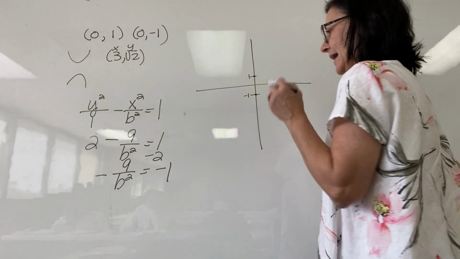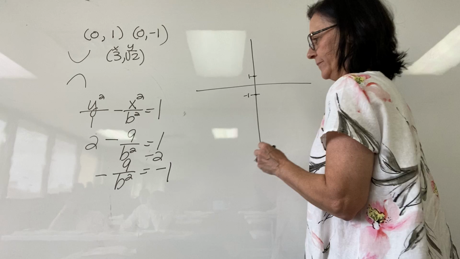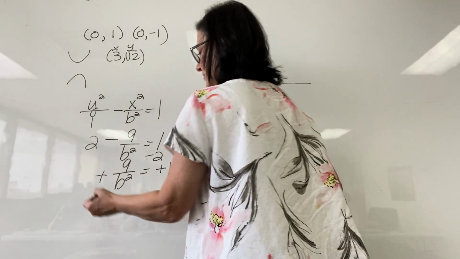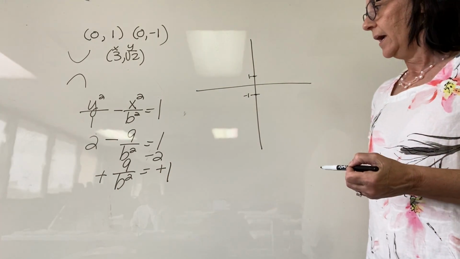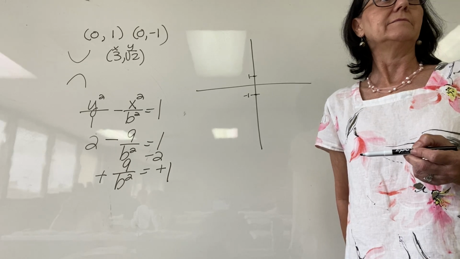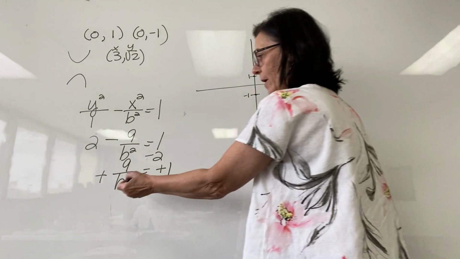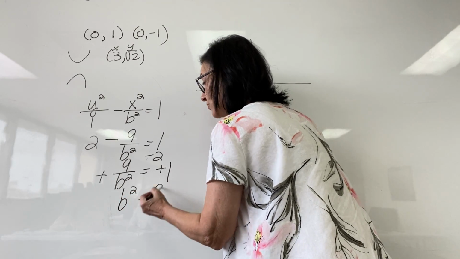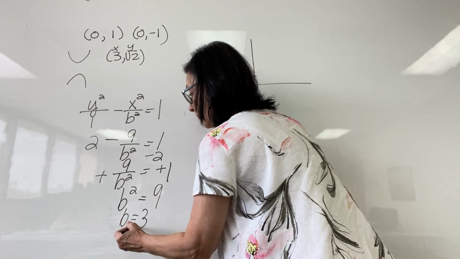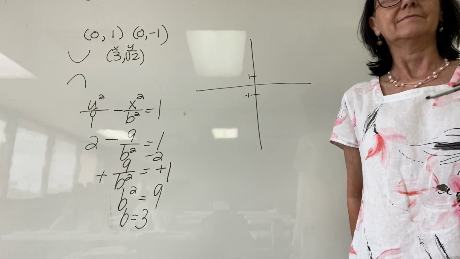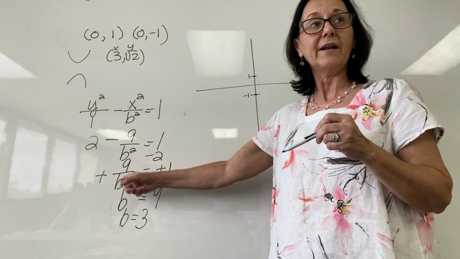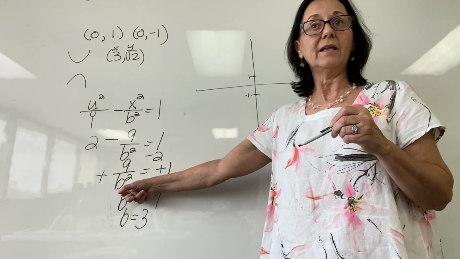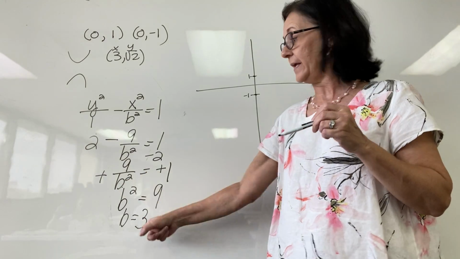Change them both to positive because we can, right? 9 over what equals 1? 9. So B squared has to equal 9. That's right. B has to equal 3. Right? Because only 9 over 9 is 1, and that 9 in the denominator is squared, so B has to be 3.